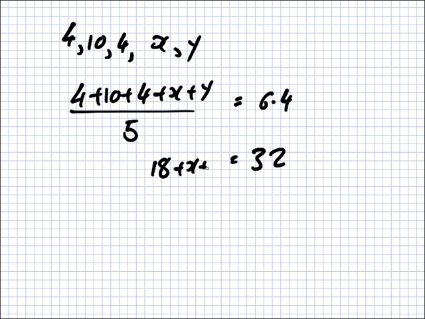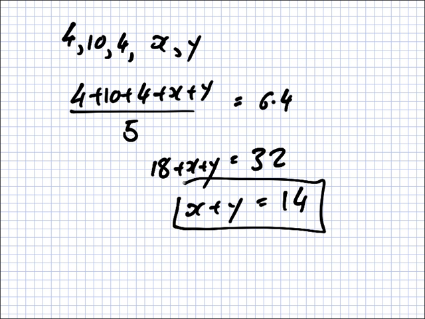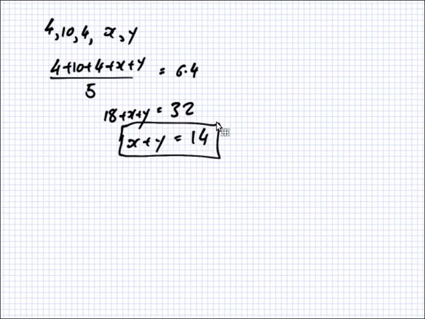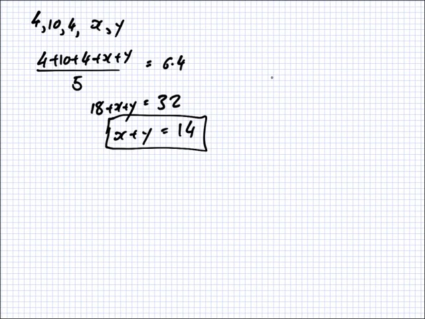18 plus x plus y equals 32. Is that right? So x plus y equals 14. 32 minus 18 is 14, yeah? Yes. Are you sure? Yes. Okay. Right, that's our first equation. Now the second one is much harder. We know that the standard deviation is 2.88.